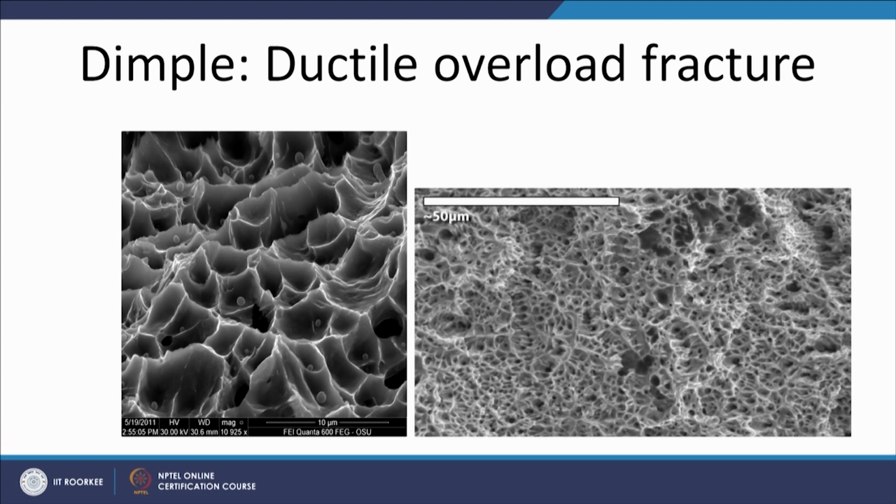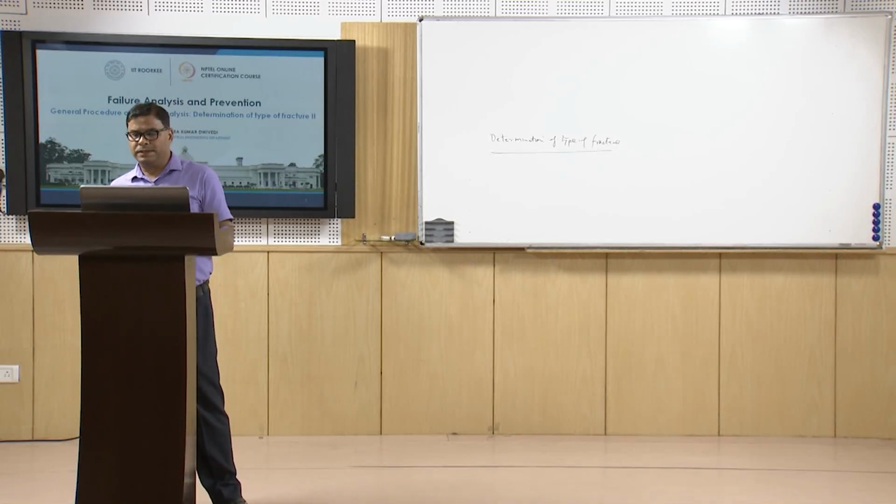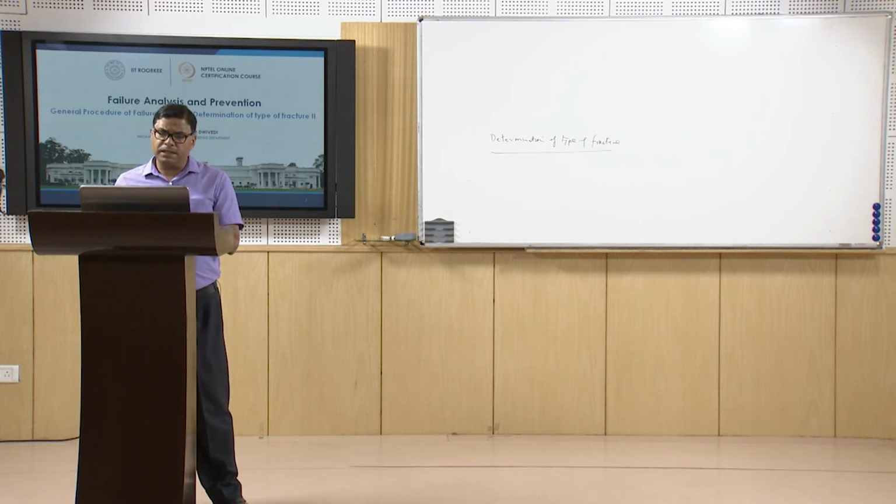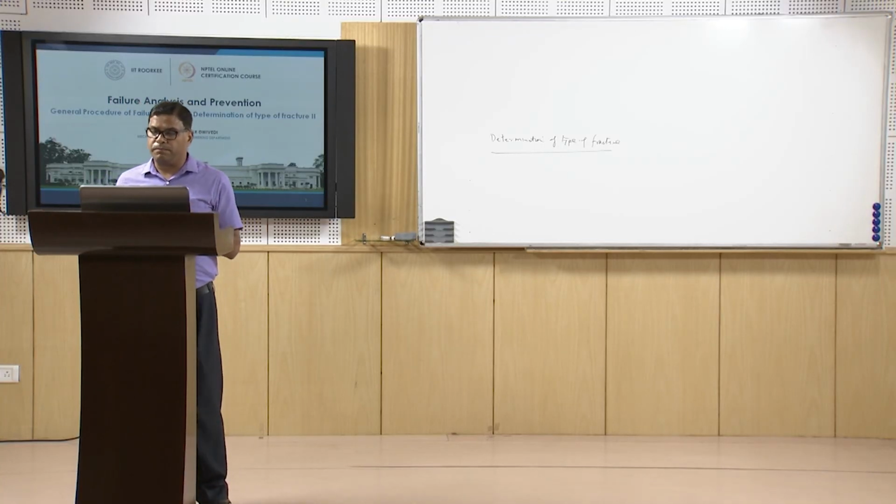If we compare it with another diagram, here we can see very fine dimples which are very shallow as compared to this case, although there is a difference in the magnification. But if one fracture surface has coarse dimples which are deep, and the other fracture surface has fine and shallow dimples, then that will indicate their different load carrying capabilities and the ability to get deformed.